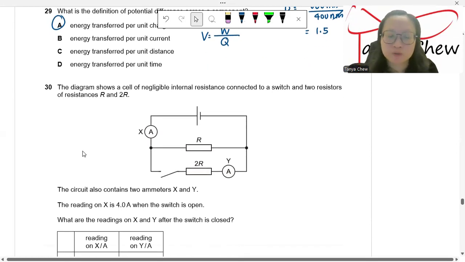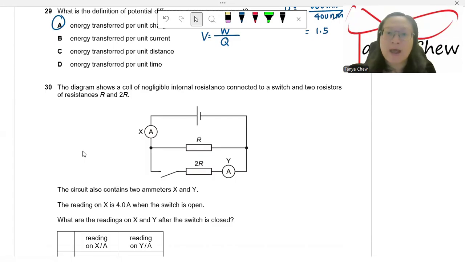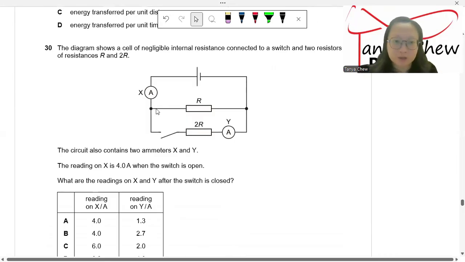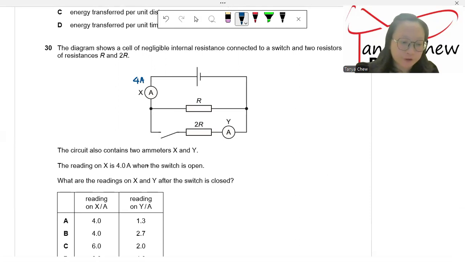30, the diagram shows a cell of negligible internal resistance connected to a switch and two resistors of resistances R and 2R. The circuit also contains two ammeters, X and Y, and the reading on X is 4 ampere when the switch is open. What are the readings on X and Y after the switch is closed?